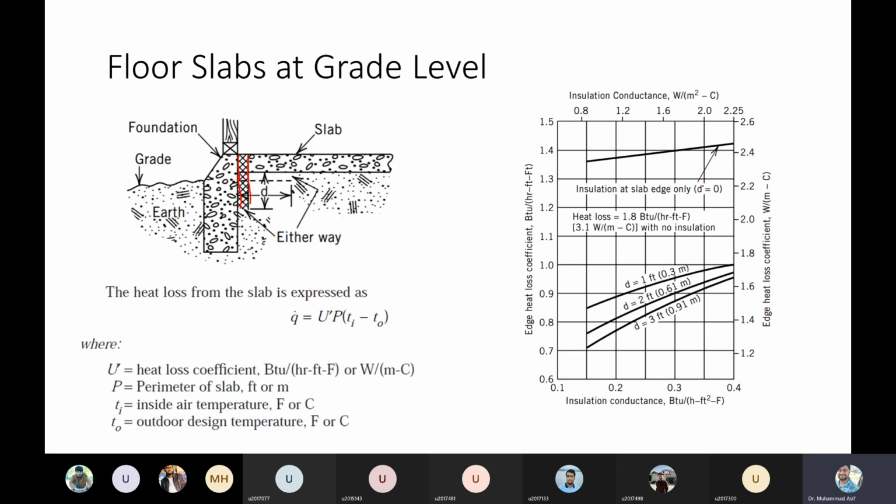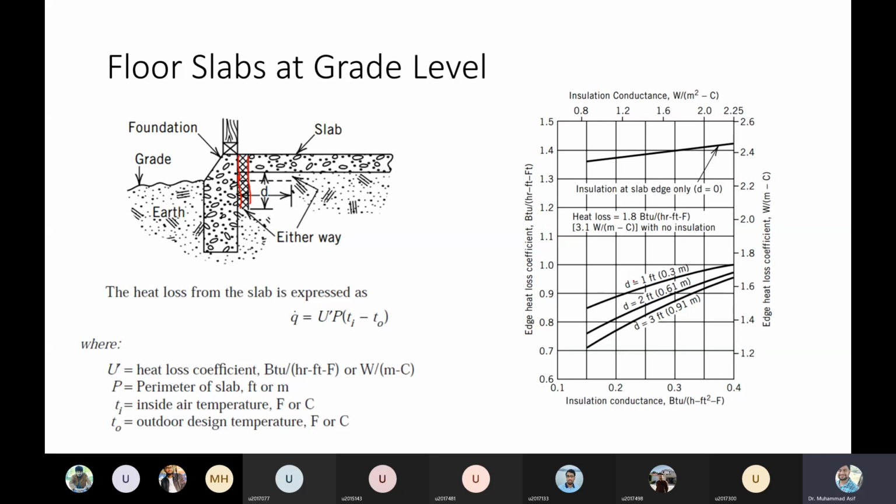As you can see, here the D value is 0. So that means there is no insulation here. So when there is no insulation, then the value of the heat loss is much higher. As you can see, the value of the heat loss is much higher.